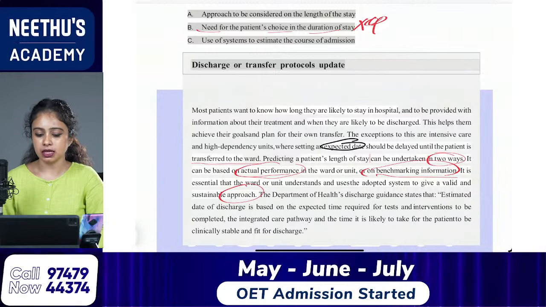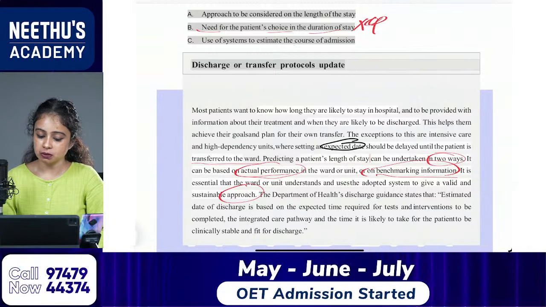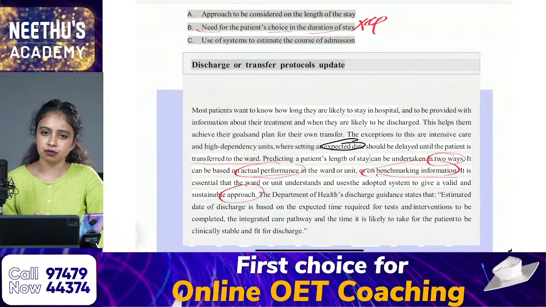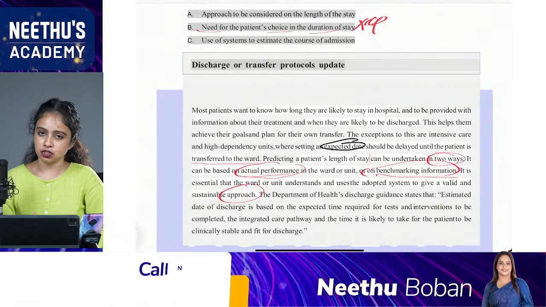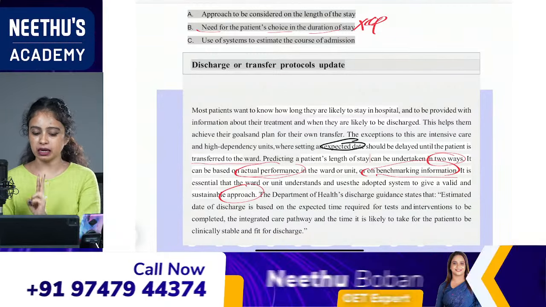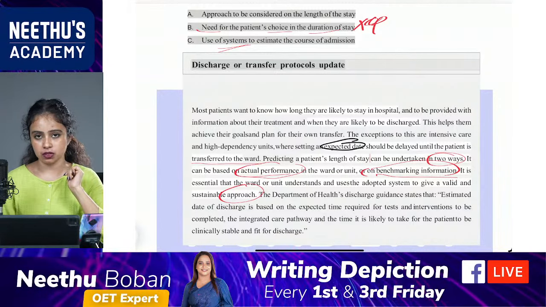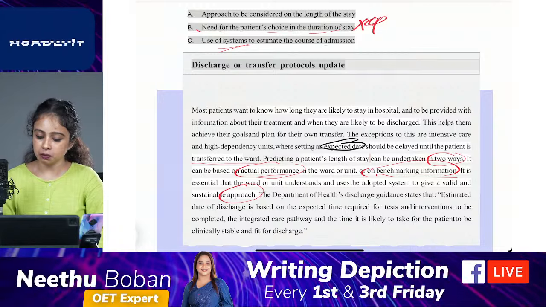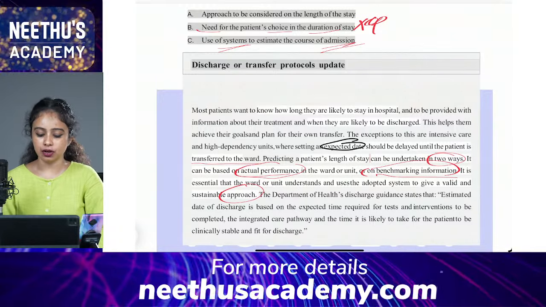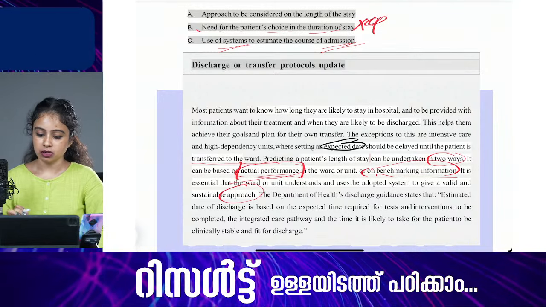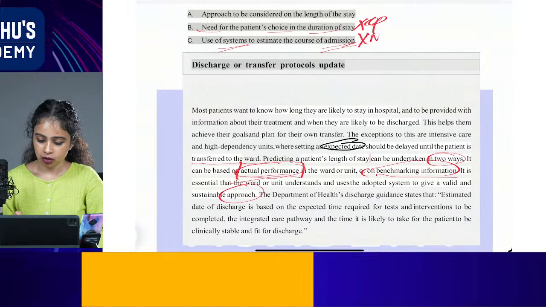What about option C? Use of systems to estimate the course of admission. So what are the systems mentioned here, to estimate or calculate the course of admission? Because of two reasons, we can eliminate option C. Nothing is mentioned about use of systems, and it is not based on the course of admission. It is according to the actual performance in the ward or unit. So we can eliminate option C, not mentioned.